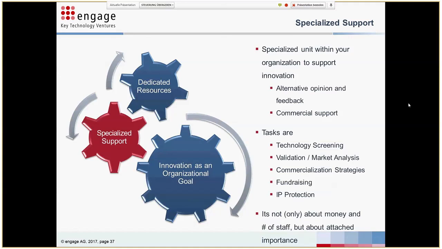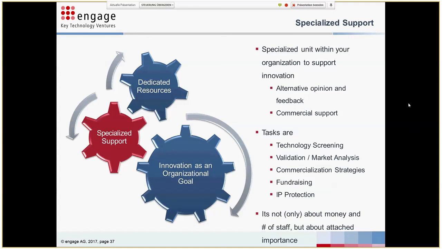Of course, specialized personnel will cost you money. I know this, and I know most of you will not have much of this money. But it's not only about money. This could also be one research assistant of yours, who says, well, I will focus, let's say, half of my time on this stuff.